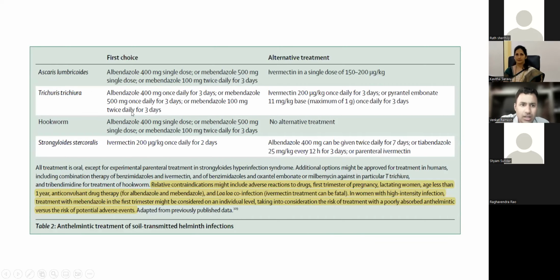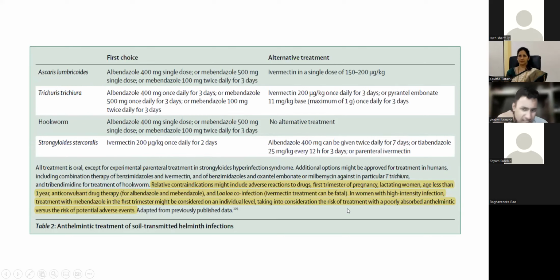So this is what I have mentioned, that for Ascaris, Trichuris, and hookworm, the drug of choice is essentially albendazole or mebendazole. Ivermectin is an alternative drug, and for strongyloides, the drug of choice is ivermectin.